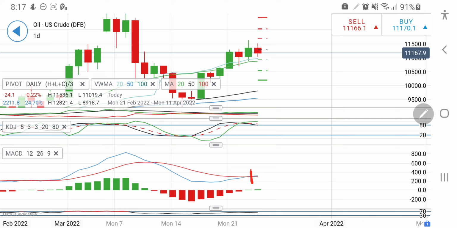Only long entry is at 113, where you can expect 115 levels as the next target, and then 116, and beyond that it will fly towards 120. On the downside, if you see it trading below 110, 109.5, you can expect that it is going to hit 108 and 105 levels also. So take your positions accordingly. This is all for oil.